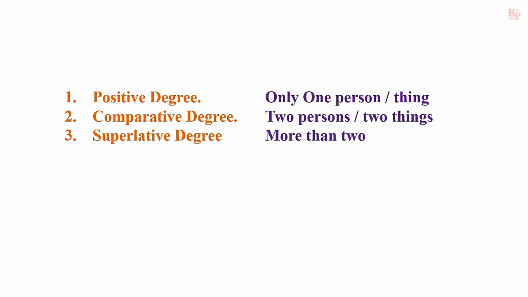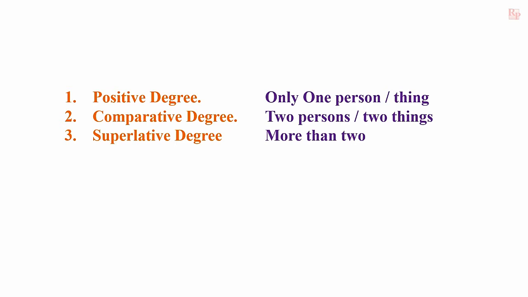When we want to use an adjective in positive degree, we have to know that the subject must be only one thing. If we want to use comparative degree, there must be two persons or two things. When there are two persons or two things, or two subjects or two nouns like that, then only you can use comparative degree, because to compare there must be two things or two persons.